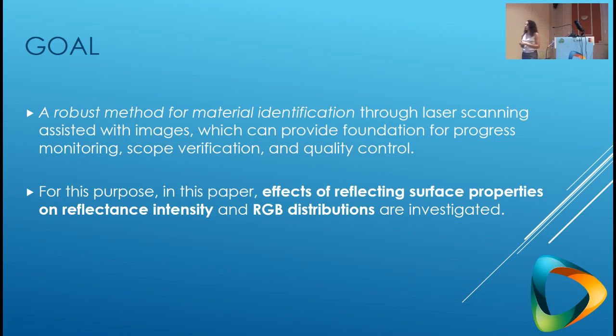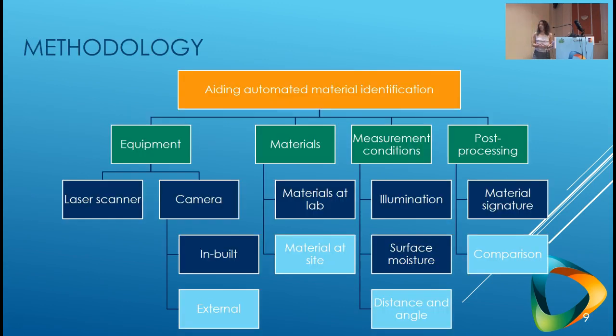So our goal is to develop a robust method for material identification through laser scanning, assisted with images with RGB values, which can provide a foundation for progress monitoring, scope verification, and quality control. But this paper focuses only on the initial stages of our studies in achieving this goal. So we looked into the effects of reflective surface properties on the reflectance intensity and RGB distributions within the scope of this paper. So I would like to explain our methodology in 4 parts.